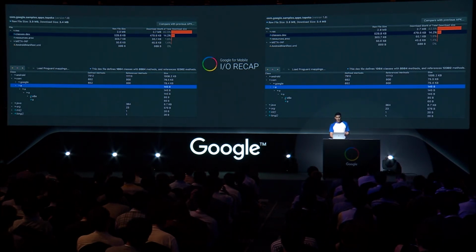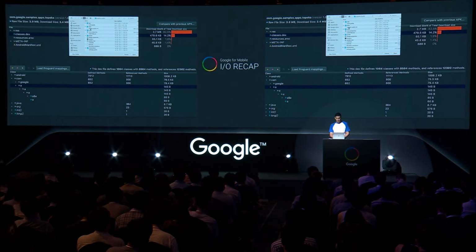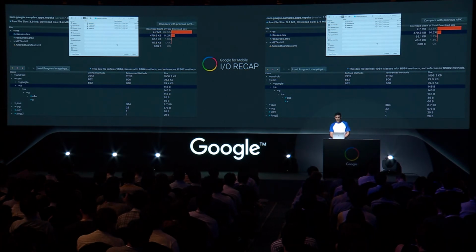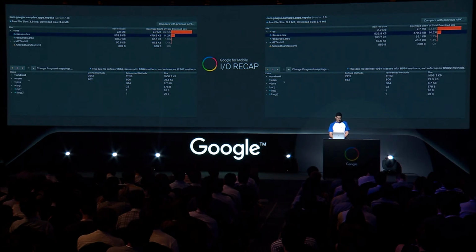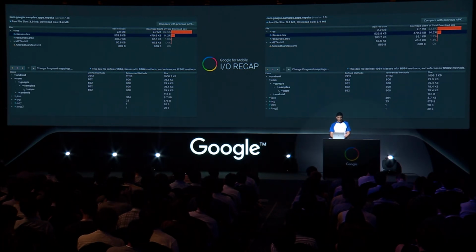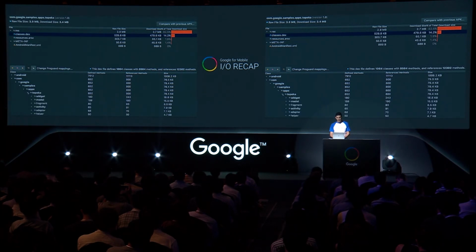And so in the new version of APK Analyzer, you can actually go here to this button and click Load ProGuard Mappings. And then you load the mappings files that were generated when you built your APK. Now if we drill down here, you'll see that all of the package names are now visible again, so I can see exactly where the space is being used.